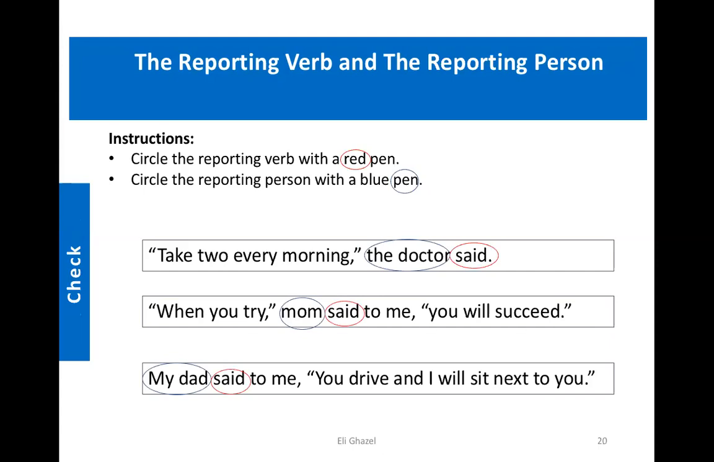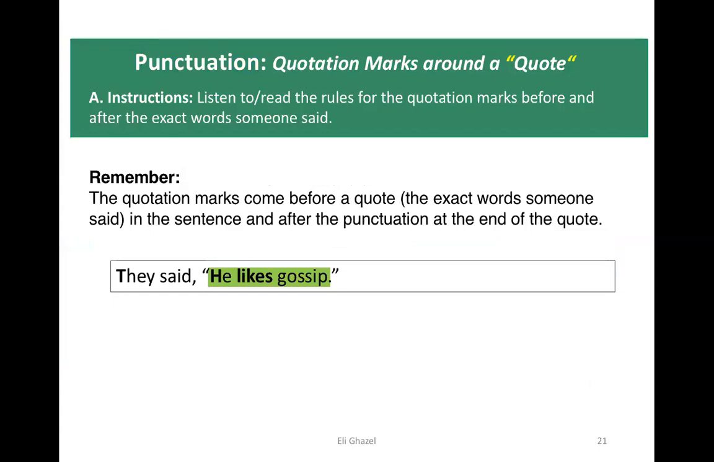And you notice the doctor is the reporting person, said is the verb. Mom is the reporting person, said is the reporting verb. My dad is the reporting person, said is the reporting verb. Now, so we've done capitalization, reporting person and reporting verb. Now let's look at punctuation.